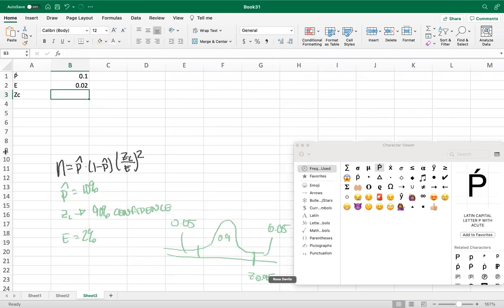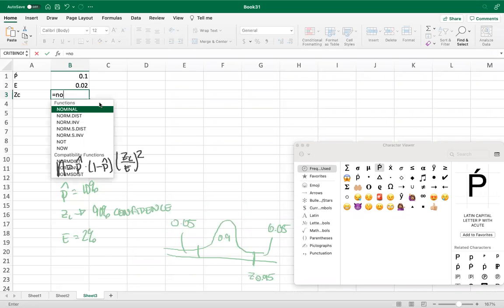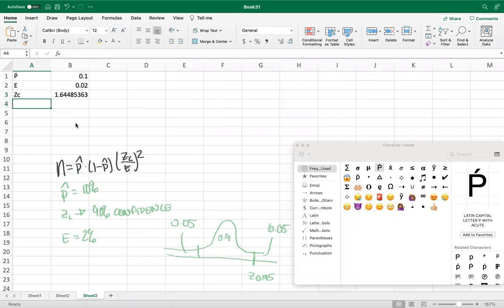So remember, this is a normal distribution. So we're going to hit equals normal inverse. Do we need an area or do we have an area? In this case, we have the area that we're going to need the associated Z-score for. And our probability is 0.95. Because we're looking at the standard normal distribution, it's going to be 0 for the mean, standard deviation of 1. Hit equals, and now we have this value here.